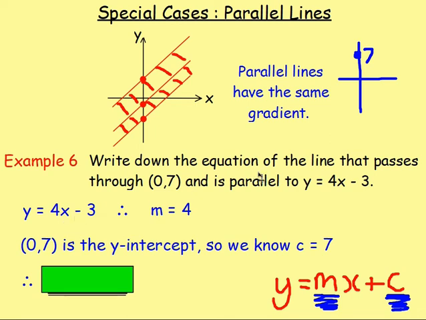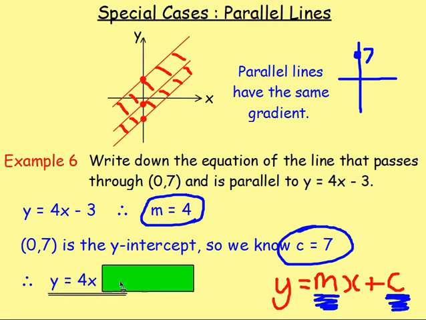Which means then the equation of the line that passes through the point and is parallel to that will have a gradient of 4, and it will have a y-intercept of 7. So if you take y equals mx plus c and you replace the m with 4 and the c with 7, it will give you an answer of y equals 4x plus 7.